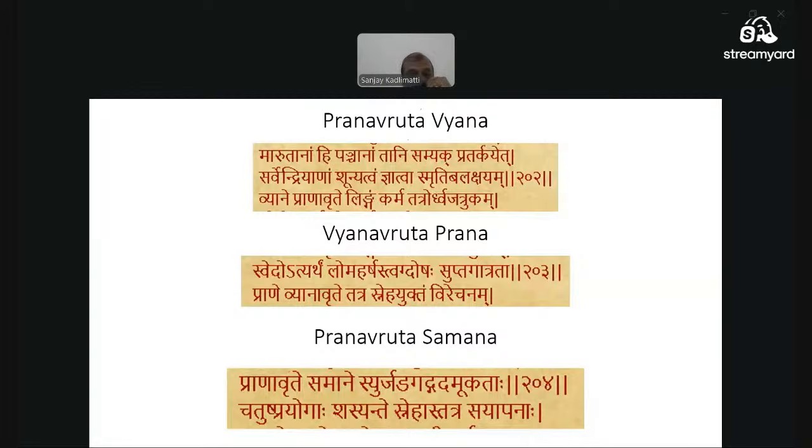Now the reverse, Vyanavrita Prana. See, Vyana is doing avarana, Vyana is strong, Prana is weak. So Svedo Atyartham, Lomaharsha, external. Vyana Vayu is moving everywhere, Kritsna Dehachari Mahajava. Svedatyartham, Lomaharsha, Tvak Dosha, Supta Gatrata, all symptoms of the locomotor system and nervous system. Prane Vyanavrite Tatra, Snehayuktam Virechanam. So there, Vyana is responsible for the Rasa Samvahana. That is why Snehayukta Virechana should be given for the Vyana. Here we are not treating Prana.